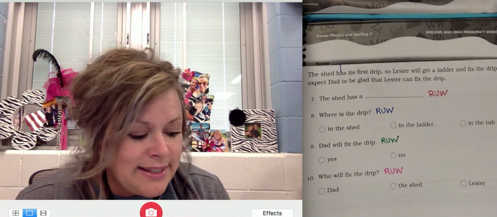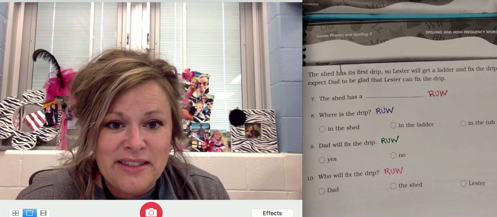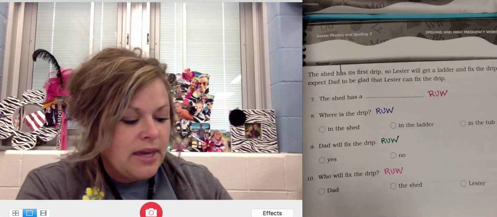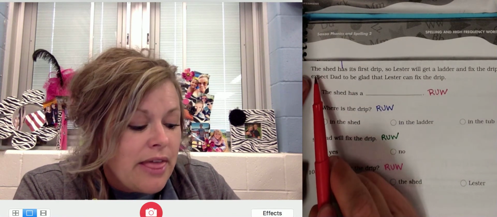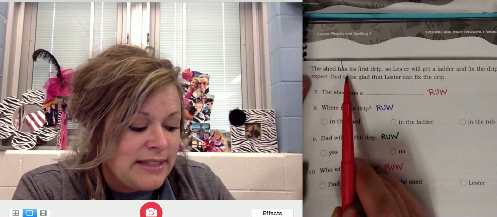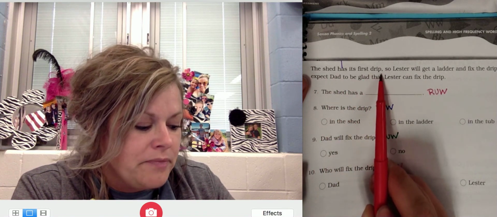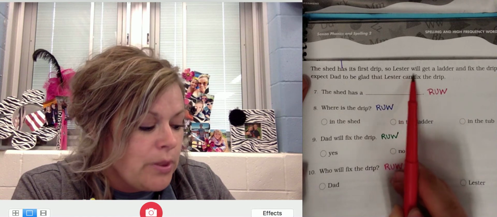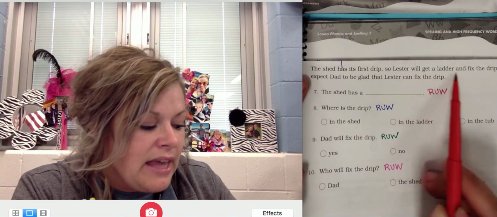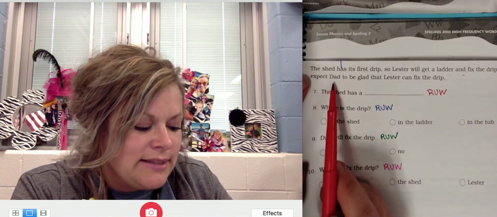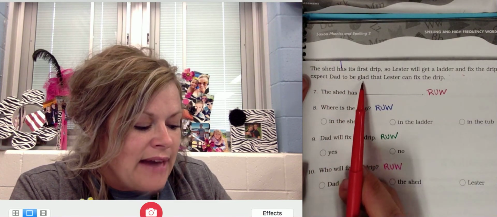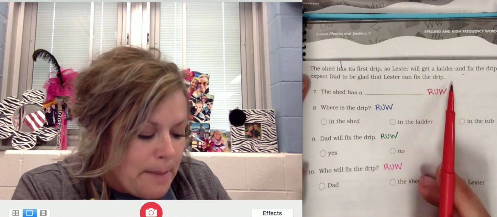So let's take a look and read together this short story. Okay, let's start with the word the. Ready? Go. The shed has its first drip. So Lester will get a ladder and fix the drip. I expect Dad to be glad that Lester can fix the drip.